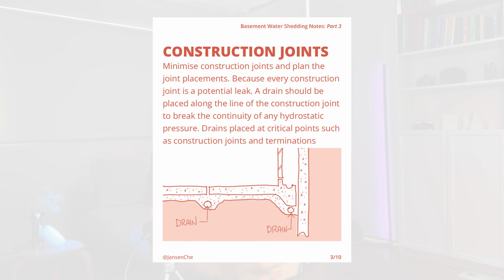Construction joints. Minimize construction joints and plan the joint placements. Because every construction joint is a potential leak, a drain should be placed along the line of a construction joint to break the continuity of any hydrostatic pressure.